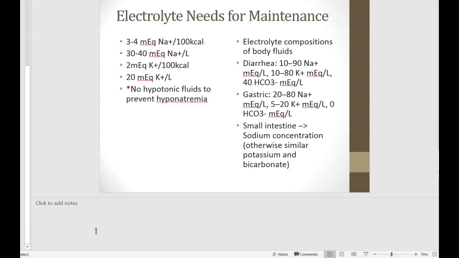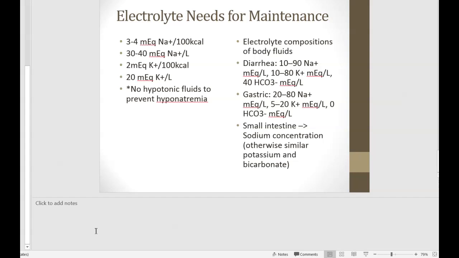Electrolyte needs for maintenance: 3 to 4 milliequivalents of sodium per 100 kilocalories, or 30 to 40 milliequivalents of sodium per liter. No hypotonic fluids, to prevent hyponatremia. So when you're giving IV fluids, or I guess even oral fluids, for electrolyte needs, you don't want the fluid to be hypotonic.